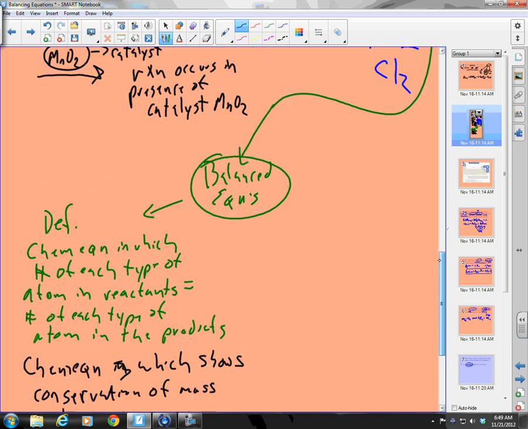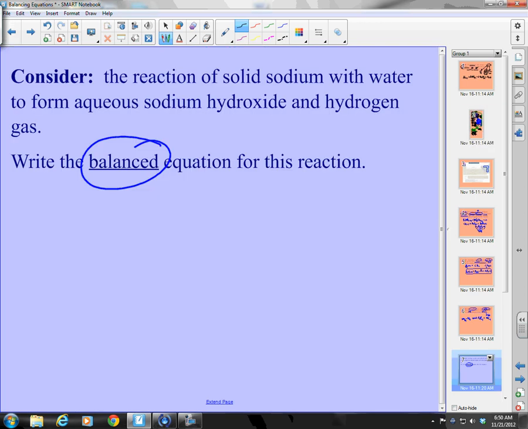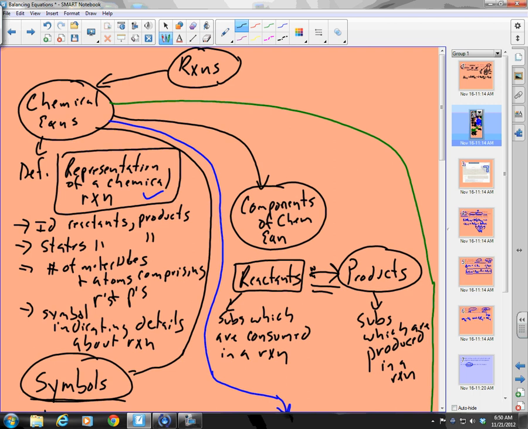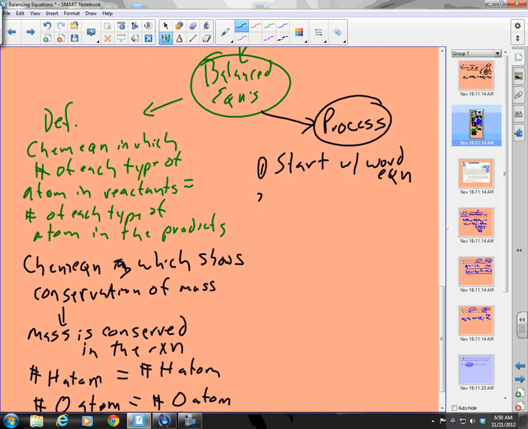Good. So, how do we go about this? What's the process for writing a balanced chemical equation? The first thing we usually do, not always, but usually, is start with a word equation. And that's what we've been given so far. This is a word equation. Okay, good. So once I have my word equation, what am I going to do? Well, we want to identify my reactants and products.